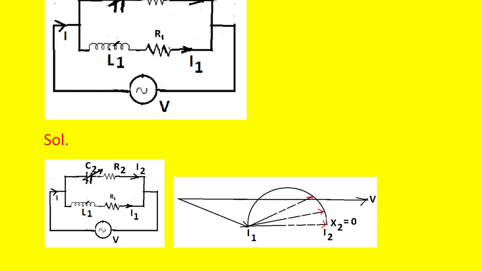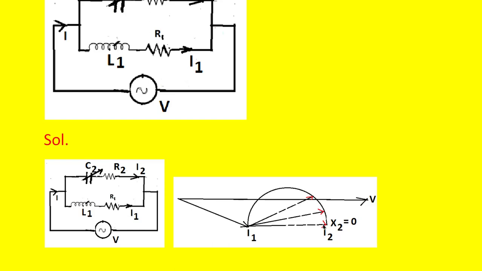Then in the variable branch, first make the variable element impedance equal to 0. Then we get a pure resistance. For that, find out the current. That is a pure resistor, so you will get the maximum current and that current will be in phase with the applied voltage. So we get it like this. That is the I2 maximum.